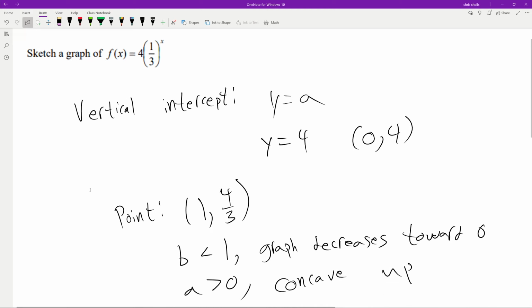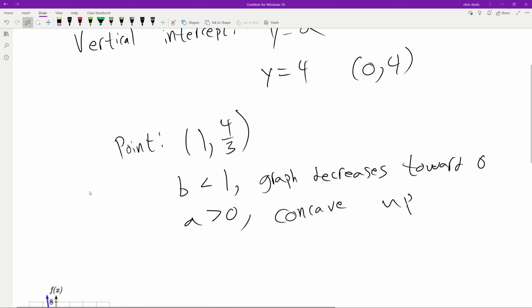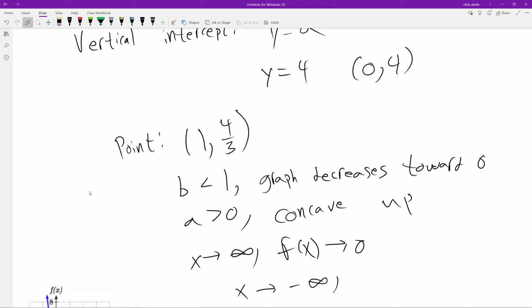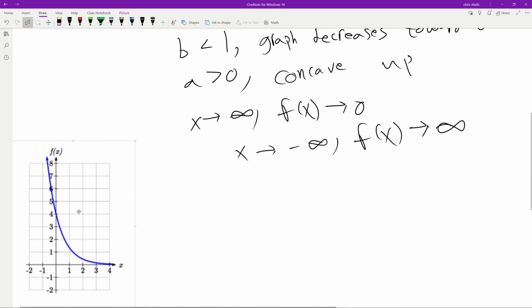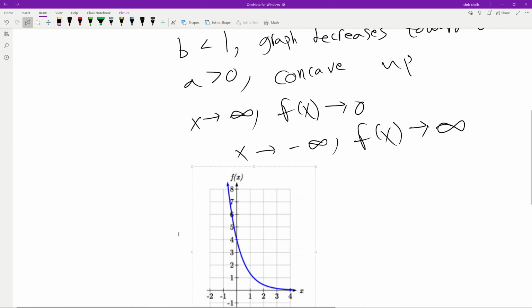And this also tells me about the long run behavior of this graph. I can see that as x approaches positive infinity, f of x is going to approach 0. We're going to have a horizontal asymptote at 0. And this is because b is less than 1, correct? And as x approaches negative infinity, f of x is going to approach positive infinity. And just for good measure, I have the graph of this function right here to confirm all of these properties that we have just discussed.